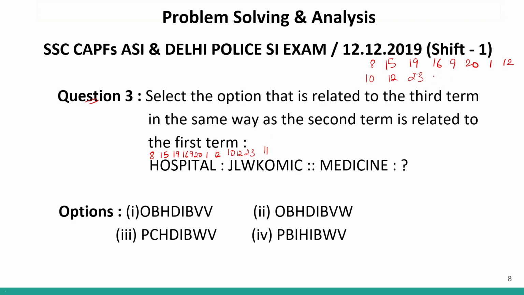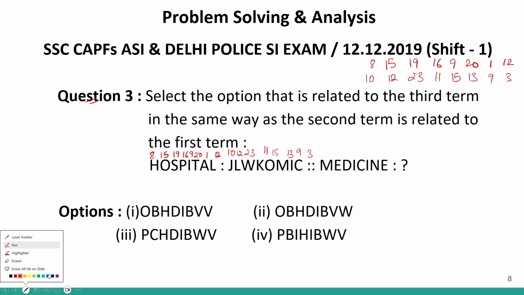K is how much? K is 11. O is 15. M is 13. I is 9. And C is how much? 3. So these are my forward ranks.